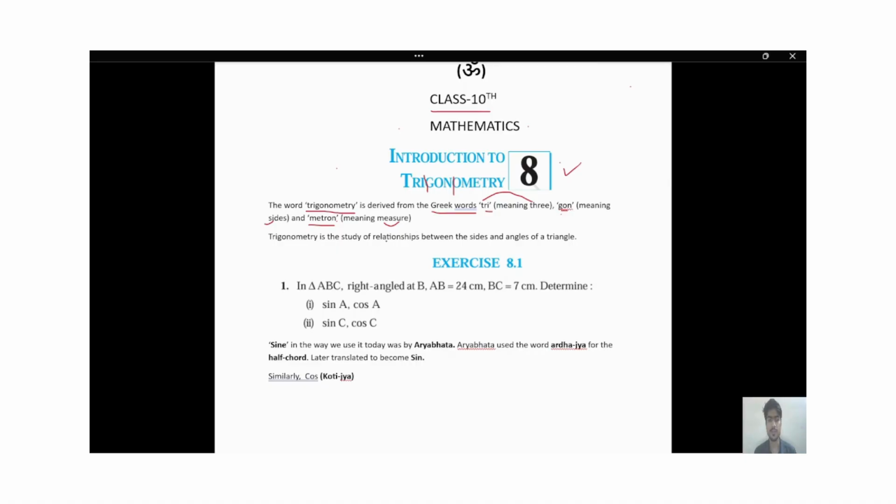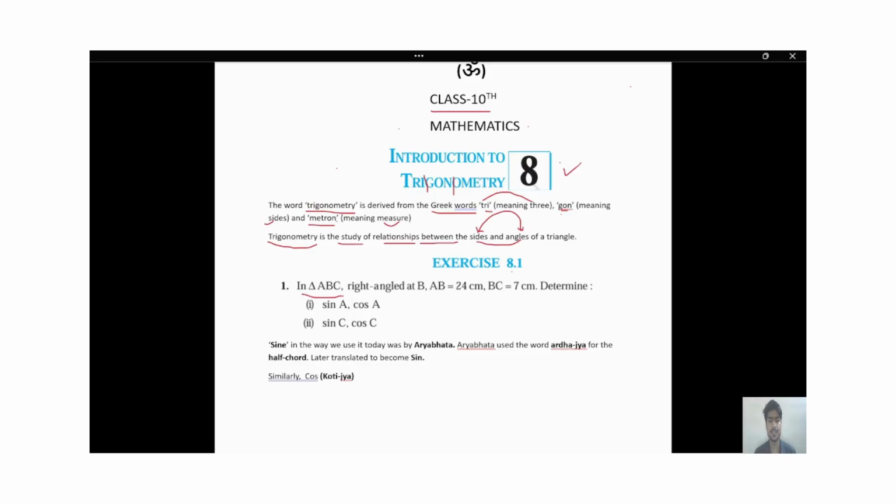I think you understand. Now, what is trigonometry all about? Trigonometry is the study of the relationship between sides and angles. What does it mean? You will be given some questions in the exam, and there you will be given some angles. You have to find sides, and with the help of sides you have to find angles. So it is the study of the relationship between sides and angles. Let's first move on to question number 1 of exercise 8.1.